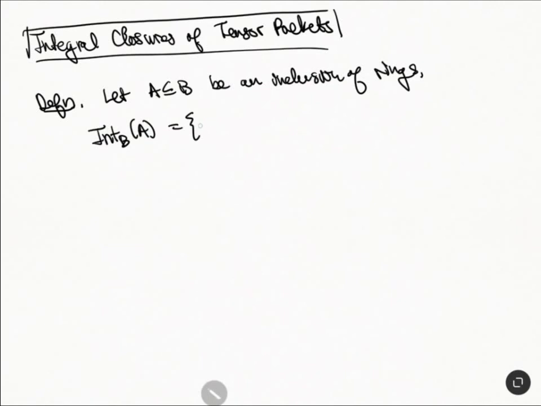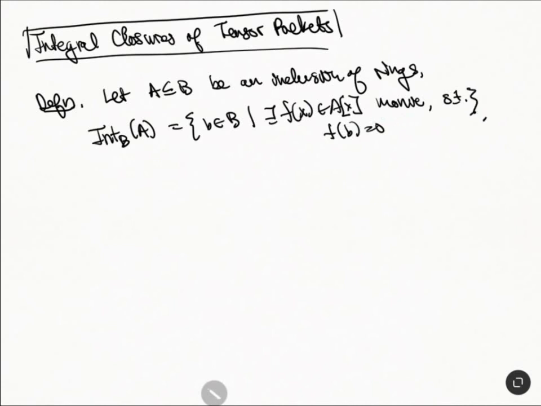So this will be the set of b in B such that there exists some f(x) in A[x], monic, such that f(b) is equal to 0. Okay, so this is the integral closure of A in B.